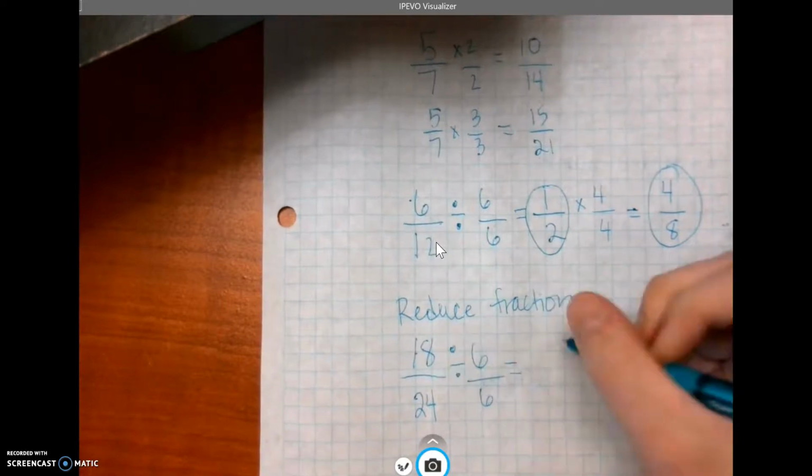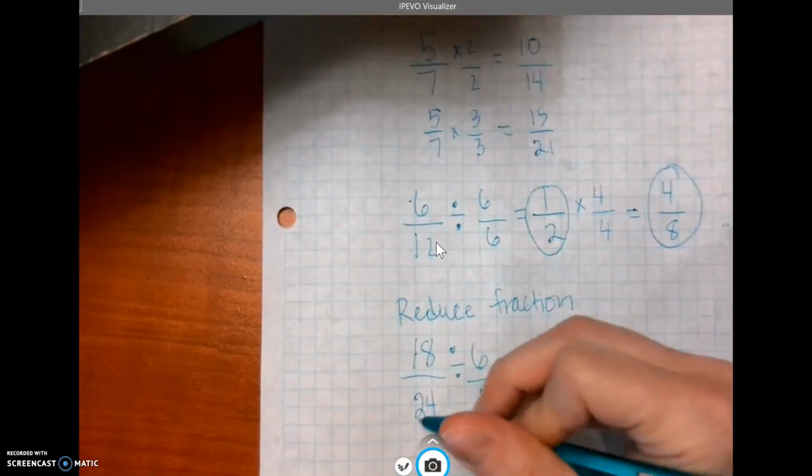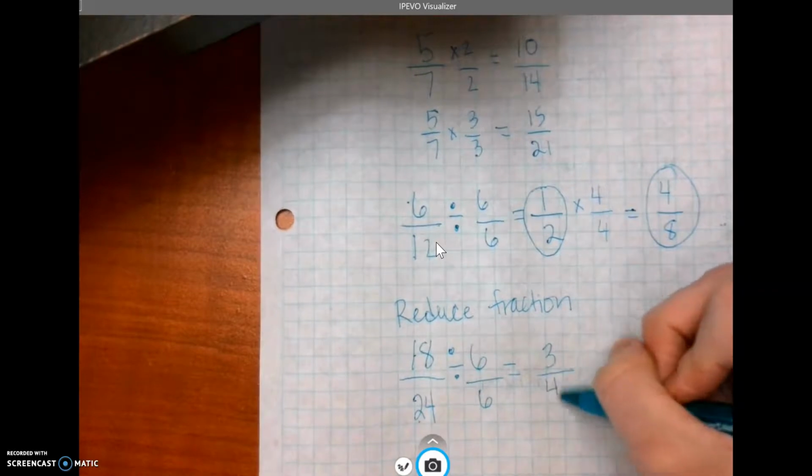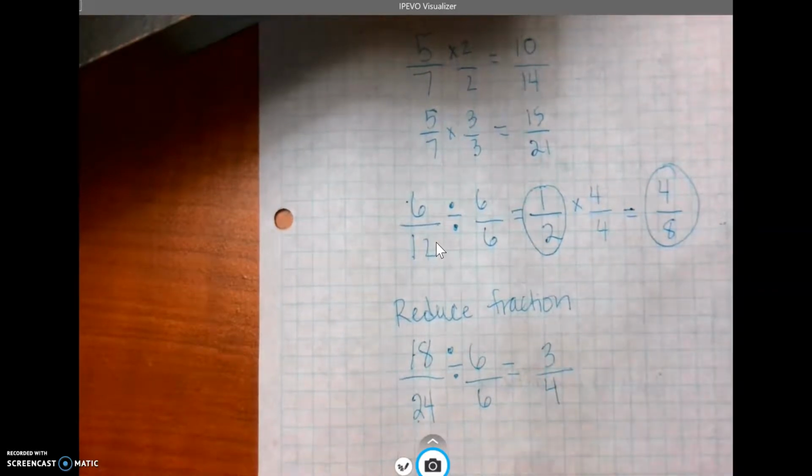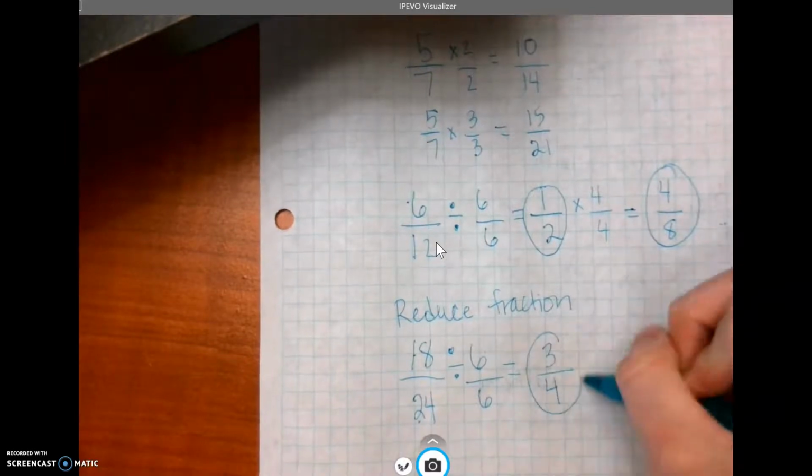18 divided by 6 is 3, and 24 divided by 6 is 4. Then I want to check, is there anything I can divide 3 and 4 by besides 1? And there isn't. I can only divide 3 and 4 by 1, so that's my final answer, 3/4.